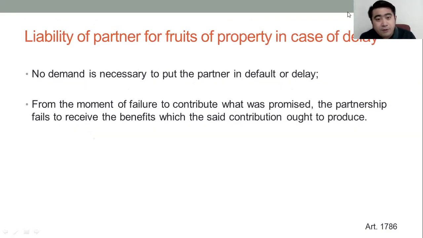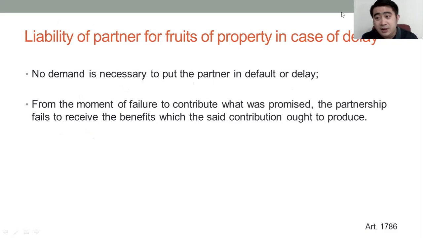Liability of partner for fruit of property in case of delay. Here, no demand is necessary to put the partner in default or delay. If you remember in Oblicon, the general rule is no demand, no delay.